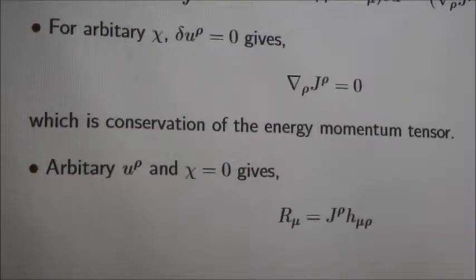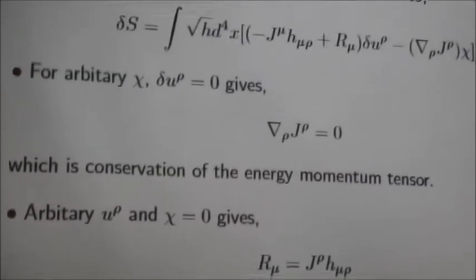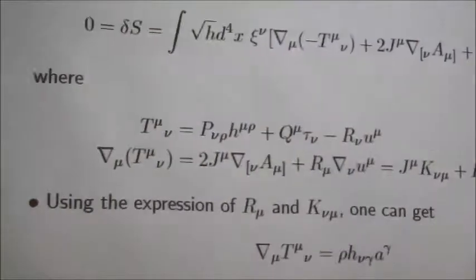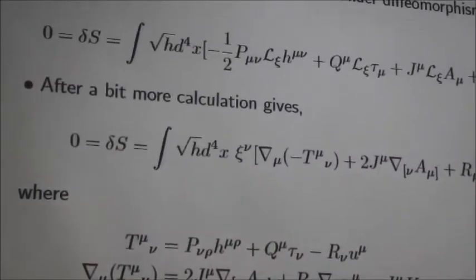So this is a conservation of the matter current. Now for arbitrary u, rho and chi 0 gives r mu equal to j rho h mu rho, which we can also get from here. Considering the variation, now I want to get the energy momentum tensor from this variational principle.